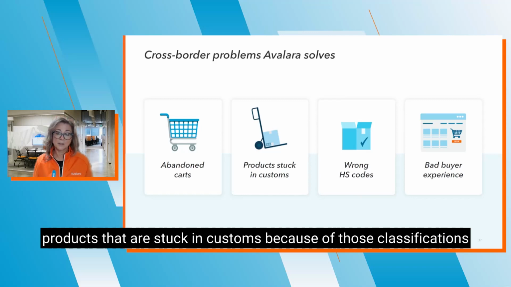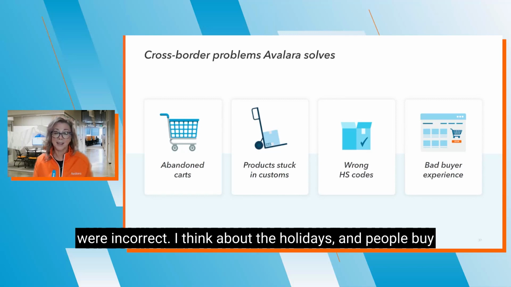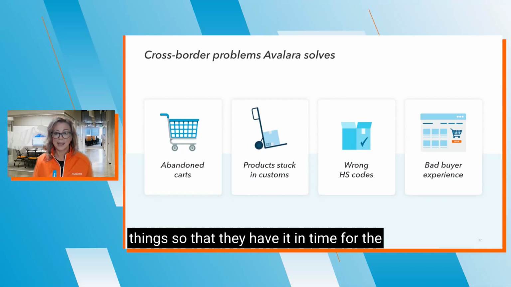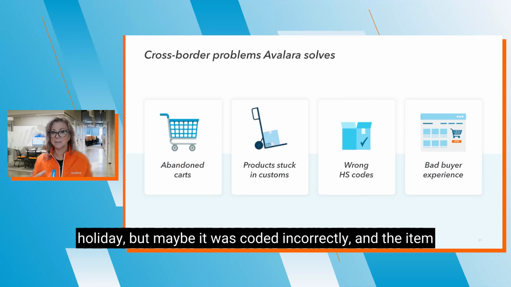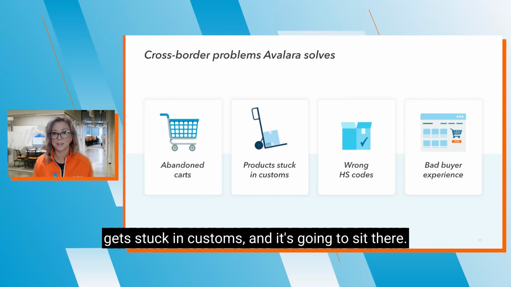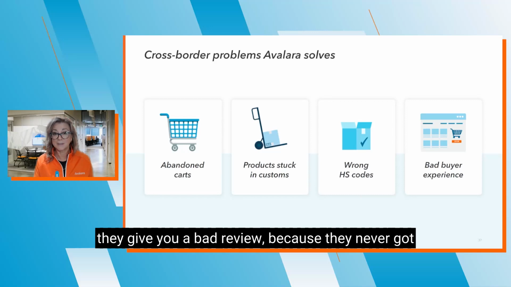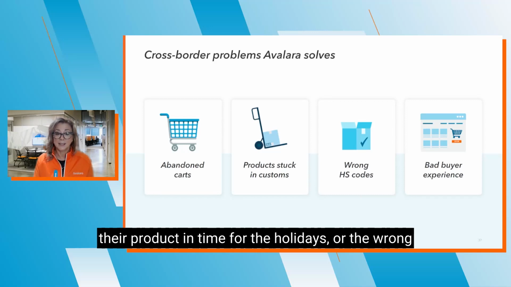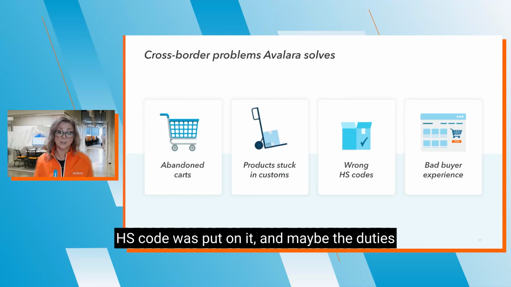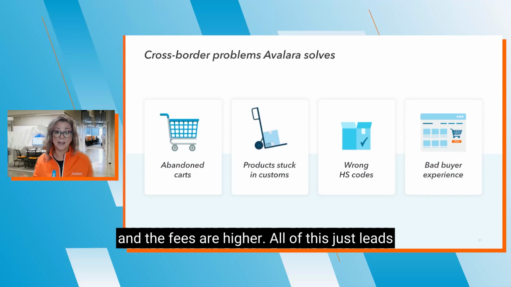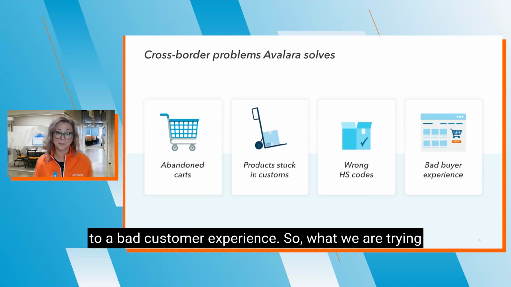There may be products that are stuck in customs because those classifications were incorrect. I think about the holidays, and people buy things so that they have it in time for the holiday, but maybe it was coded incorrectly and the item gets stuck in customs and it's going to sit there. Again, now we've got an issue with customer satisfaction. Maybe they give you a bad review because they never got their product in time for the holidays. Or the wrong HS code was put on it, and maybe the duties and the fees are higher. All of this just leads to a bad customer experience.